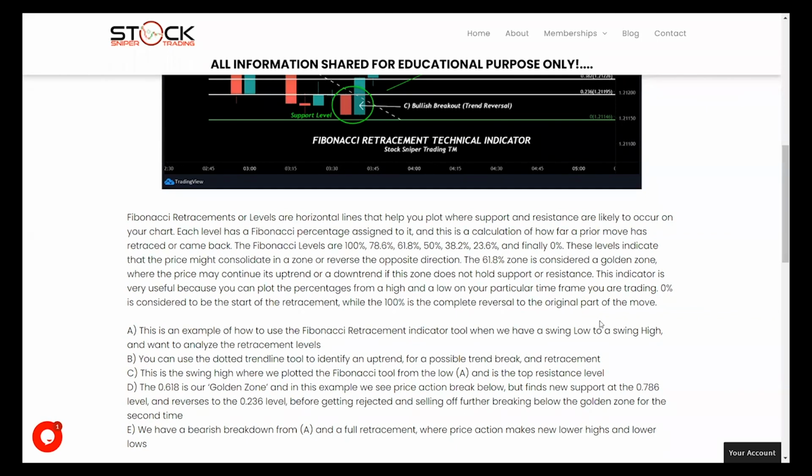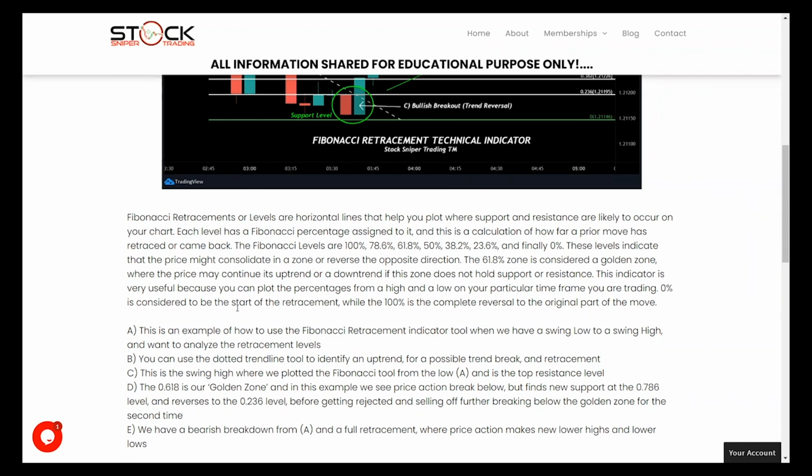This indicator is very useful because you can plot the percentages from a high and a low on your particular time frame you are trading. So it doesn't matter if you're a swing trader, if you're looking at daily candles, 4-hour candles, you can still use Fibonacci retracements. And if you're intraday trading, scalping the markets, you can put them on 1 minute, 5 minute, 15 minute, 30, 1 hour, does not matter. These, just like candlesticks, all have common characteristics. Fibonacci retracements, you plot it and it will give you your numbers, okay? So I'll show you how it all works.